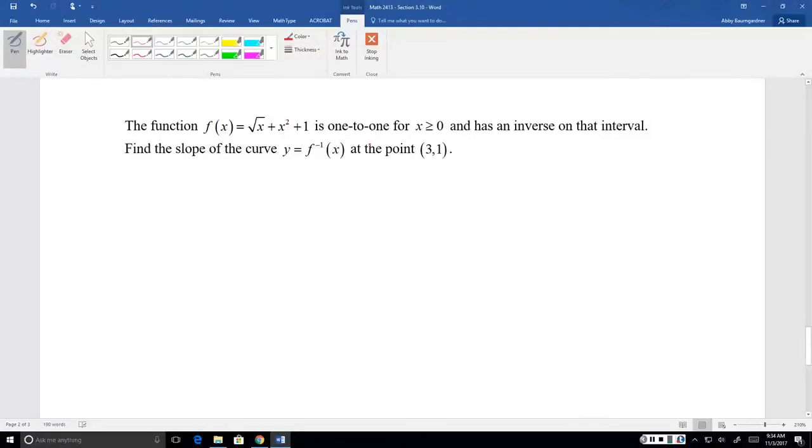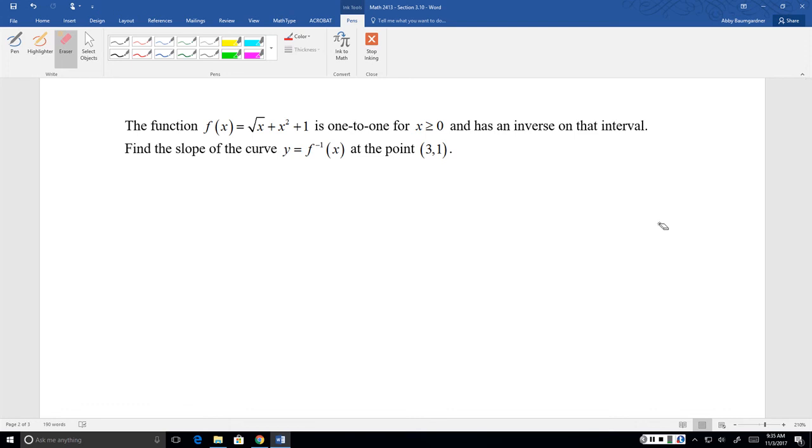So if a function is one-to-one, then that means we know it has an inverse. It's invertible. And often in the past, we would just go find this inverse. Well, that's going to be super hard, because right now what we've got is y equals square root of x plus x squared plus 1. And if we switch our x's and y's and try to solve for the new y, it's going to be difficult because we have two different types of y's here. So this is where this theorem comes in handy. We don't actually have to go find the inverse to know something about it.